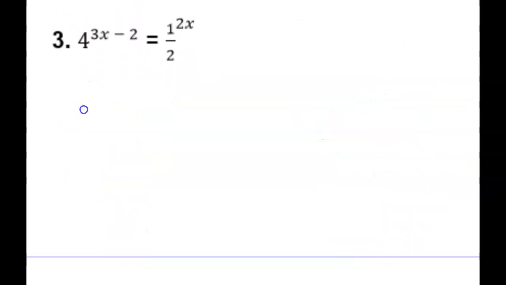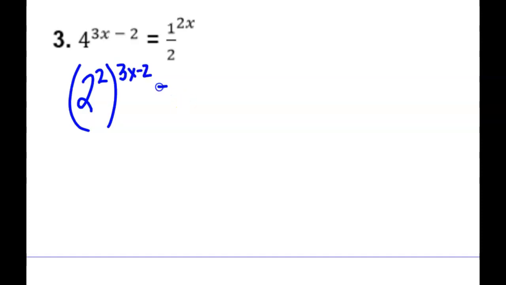This is a 2 squared, sorry, I don't have a pen. This is a 2 squared to the 3x minus 2. But does anybody know what power that is that would put it into a 1/2? A 1/2 is really 2 to the negative 1. It was moved to the denominator.